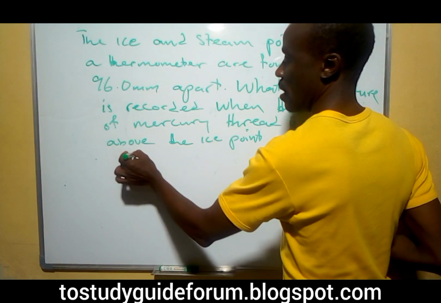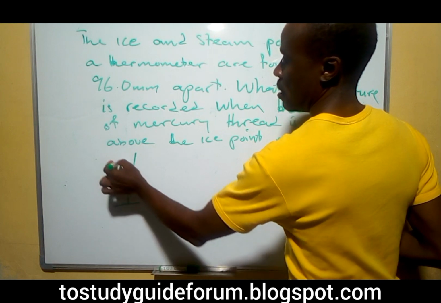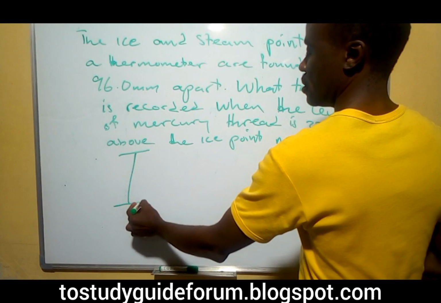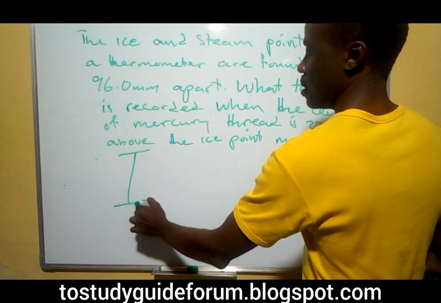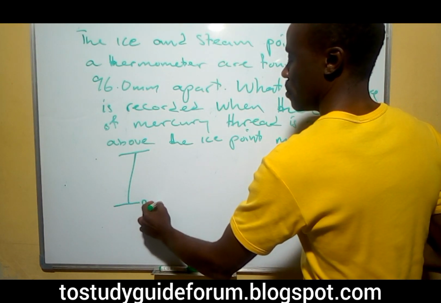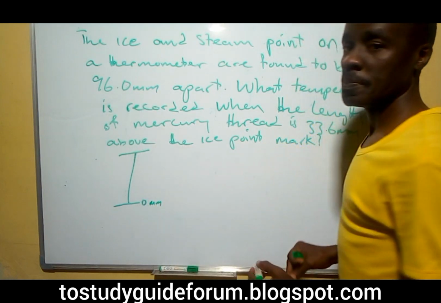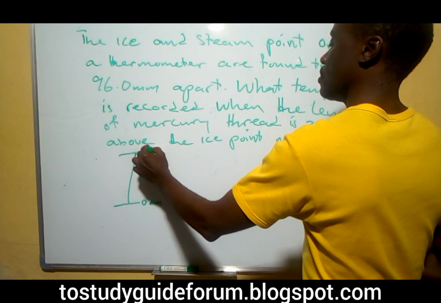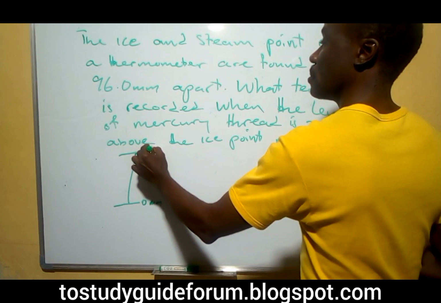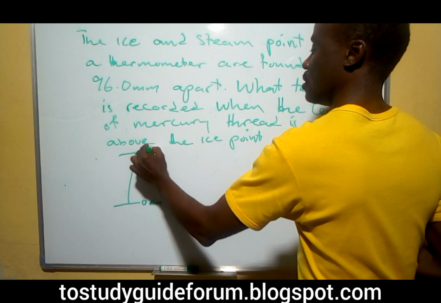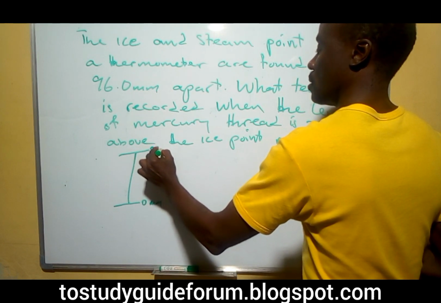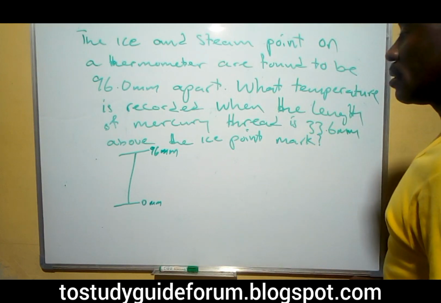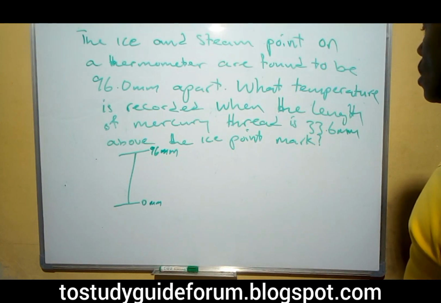We have a thermometer. So in this case, the ice point is then 0 millimeter, while the upper limit is 96 millimeter.